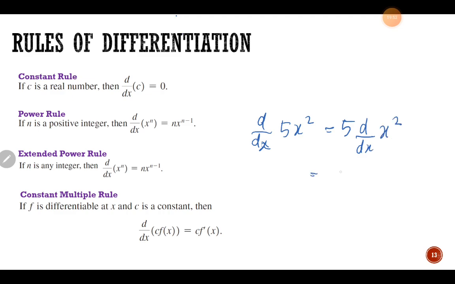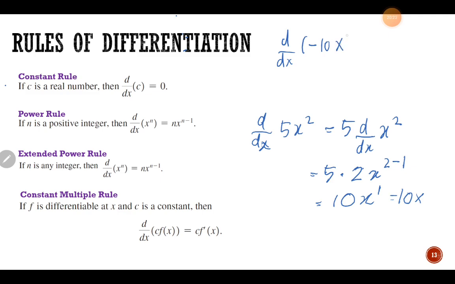So what you will get here, 5 d dx of x square is times with, okay, 2 turun bawah x dan 2 tolak 1. So we get 5 ni boleh darab dengan 2 lah. 10 x power of 1 ataupun hanyalah 10x. Boleh faham tak? Okay, very simple kan? Katakanlah kita ada d dx of negative 10x power of half. Macam tu.